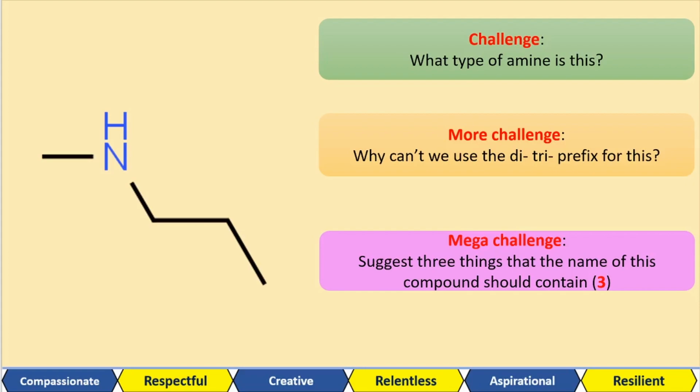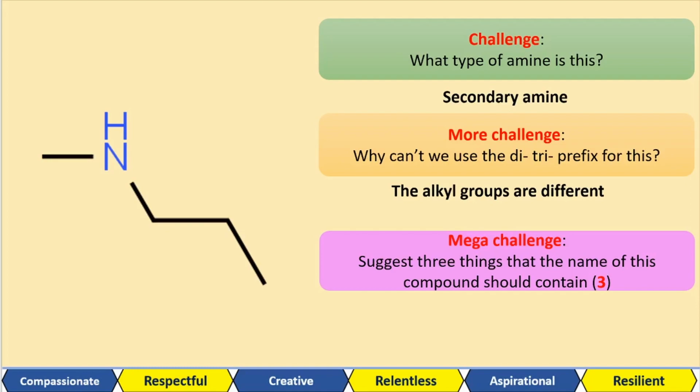So what type of amine is this? We've got 1 hydrogen, so there's 2 substituents, that is a secondary amine. More challenge, why can't we use di-tri prefix for this? Well, on the left hand side, the R group is methyl, and on the right hand side, 1, 2, 3 is propyl. We've got 2 different alkyl groups attached to it, so we can't use di-tri prefixes for this.